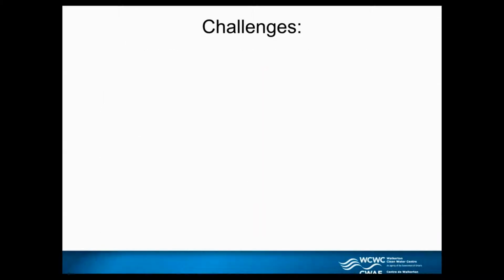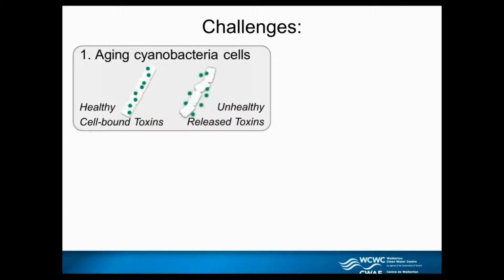So in terms of drinking water challenges with cyanobacteria, I just wanted to summarize some of this. First off, we are dealing with 2 different forms of toxins. As this bloom starts to grow, the cells are usually healthy. Here, this picture shows healthy cell-bound toxins. The toxins are represented with the darker green circles, and this is showing you a healthy cyanobacteria cell as an example.